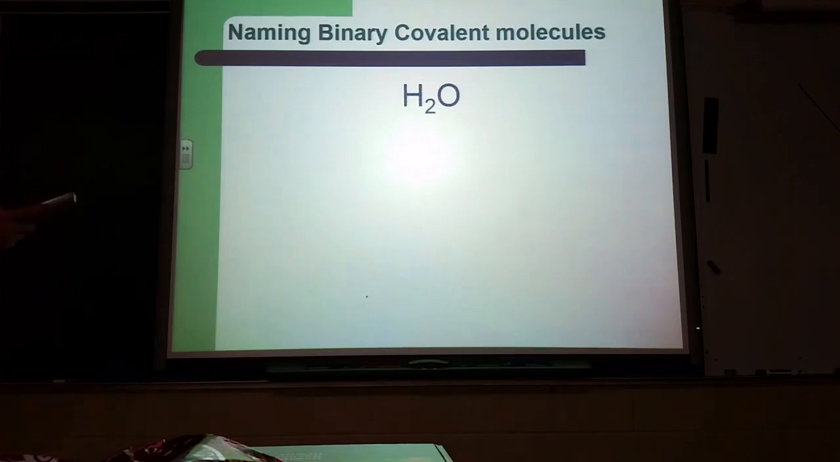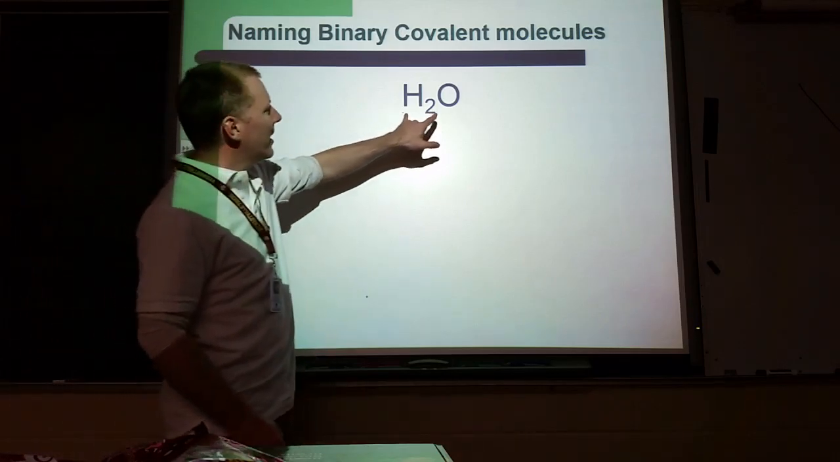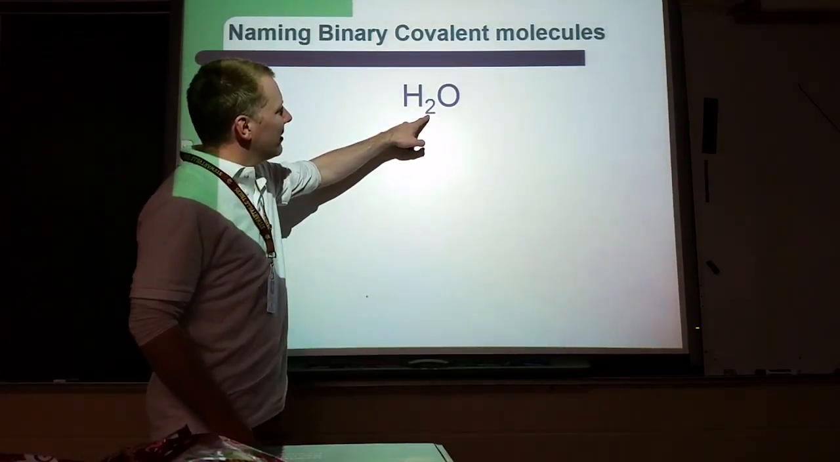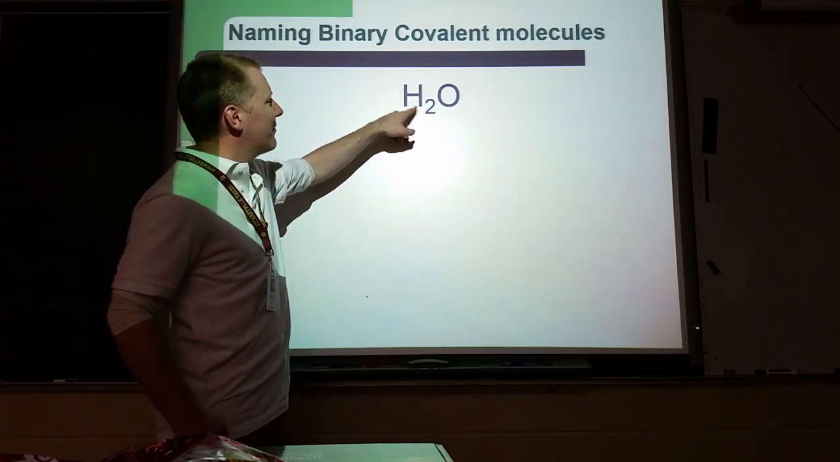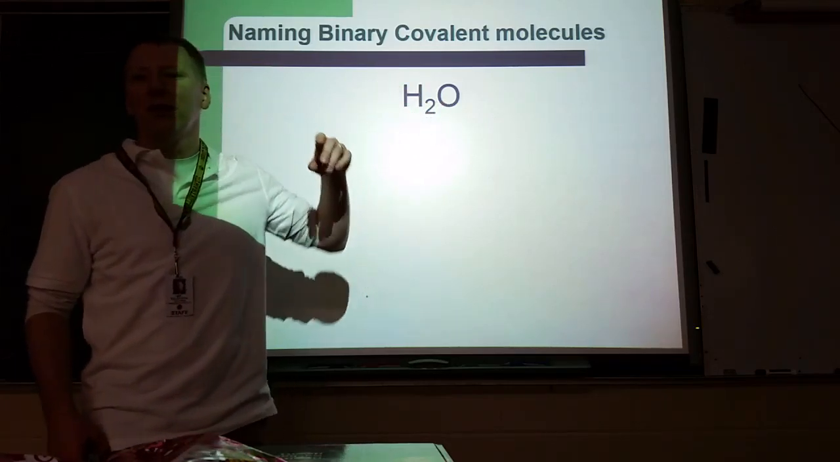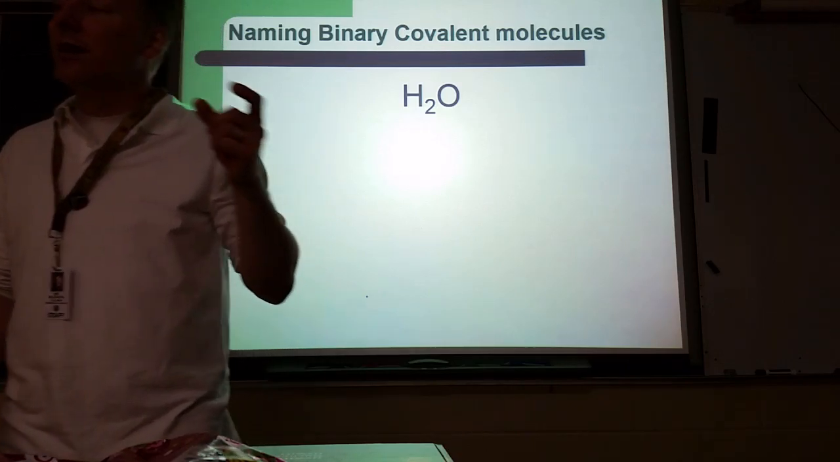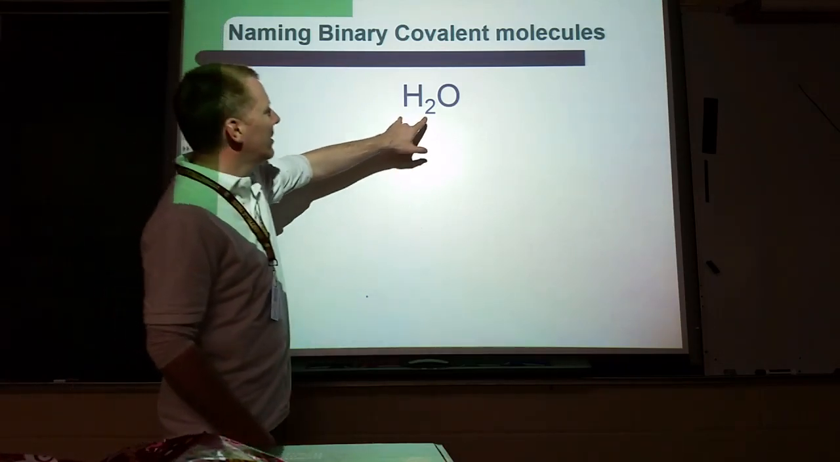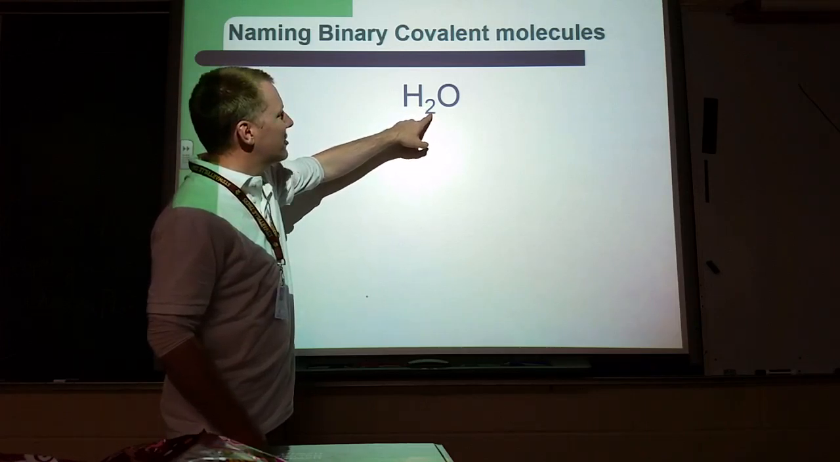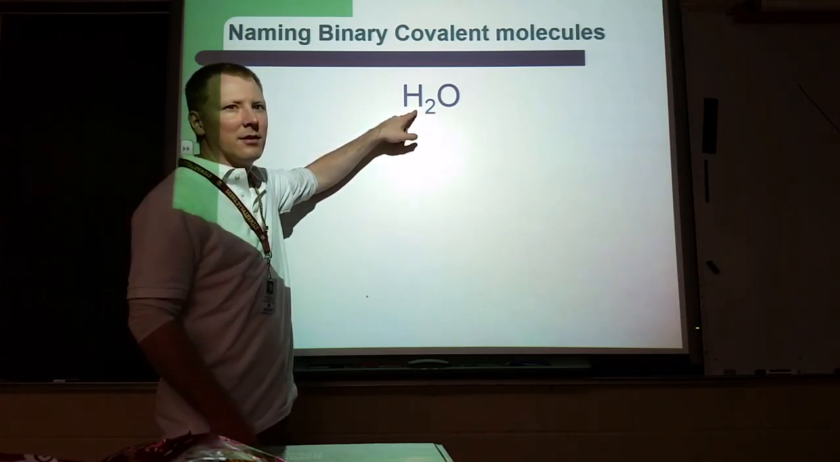So let's take our old friend water. H2O. The way we write out formulas, the subscript number, which means sunken number, after an atom tells us how many atoms of that kind are in a molecule. So this H2 means we have 2 hydrogens.